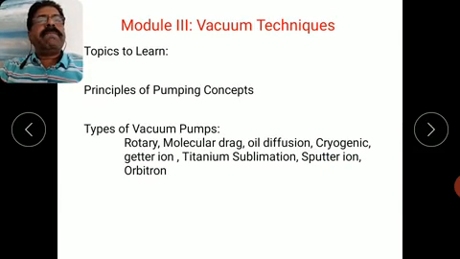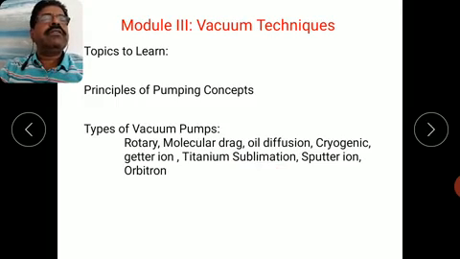So you can see here in the first part we shall study the basic principle of pumping concepts, and in the second part we are going to study all the given different types of pumping or vacuum pumps.